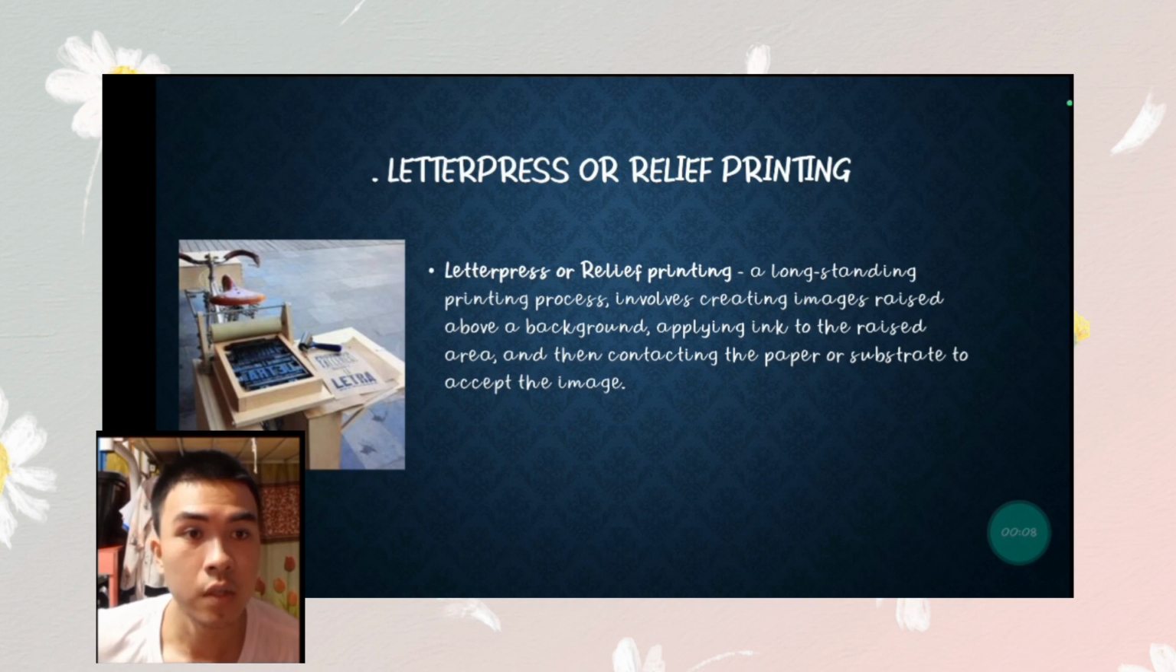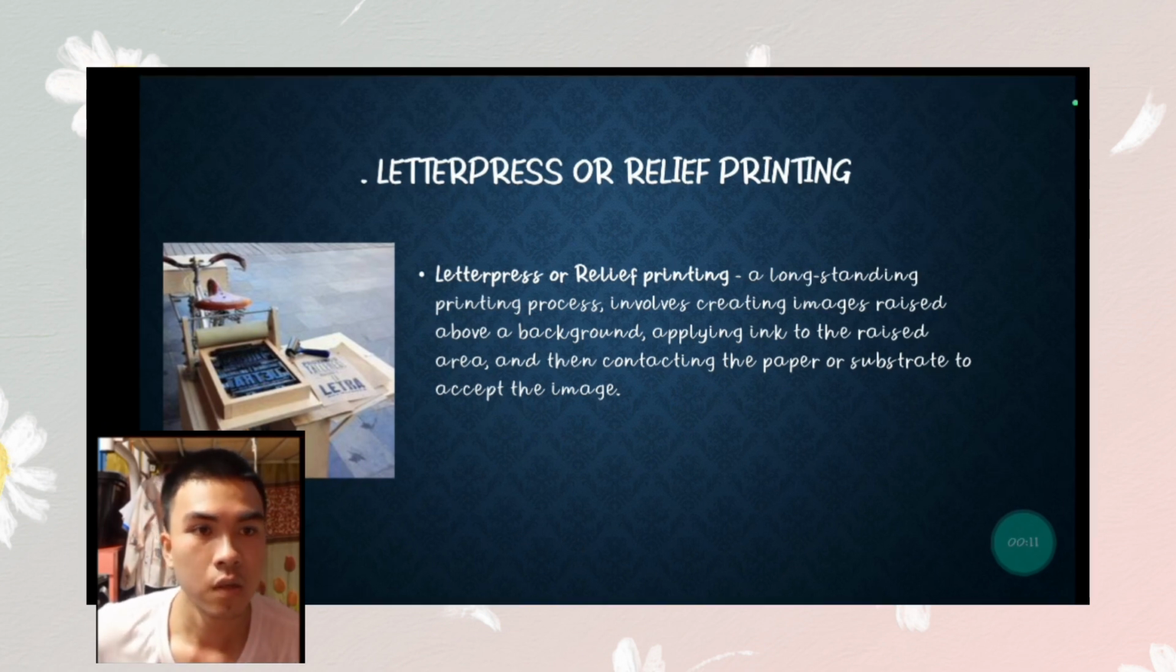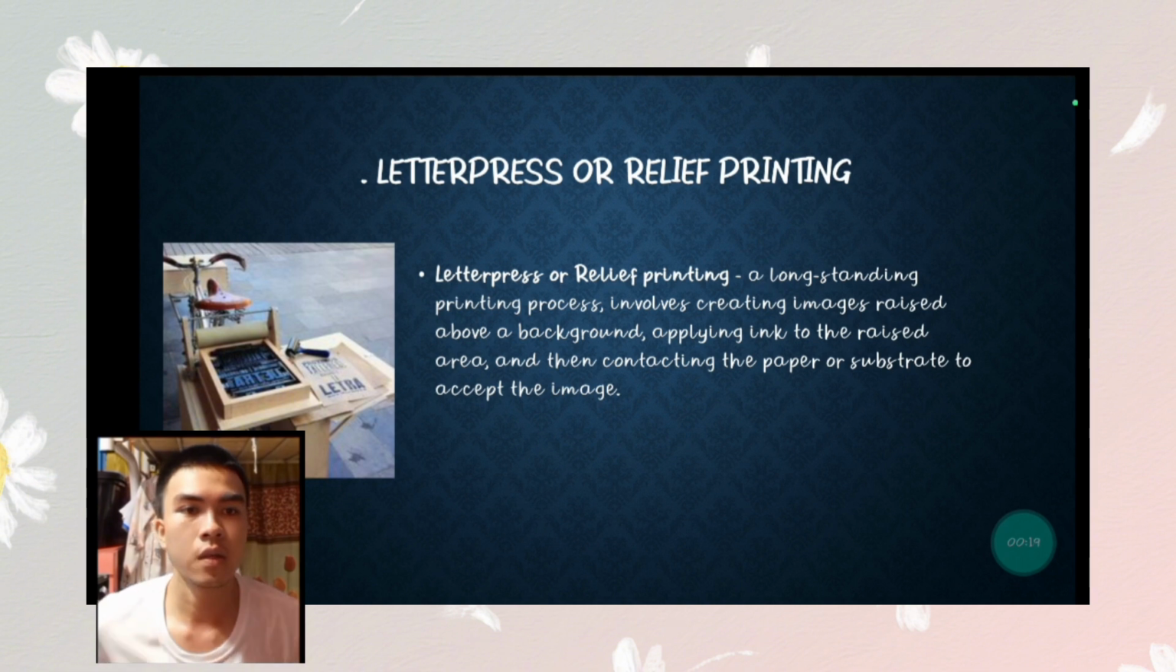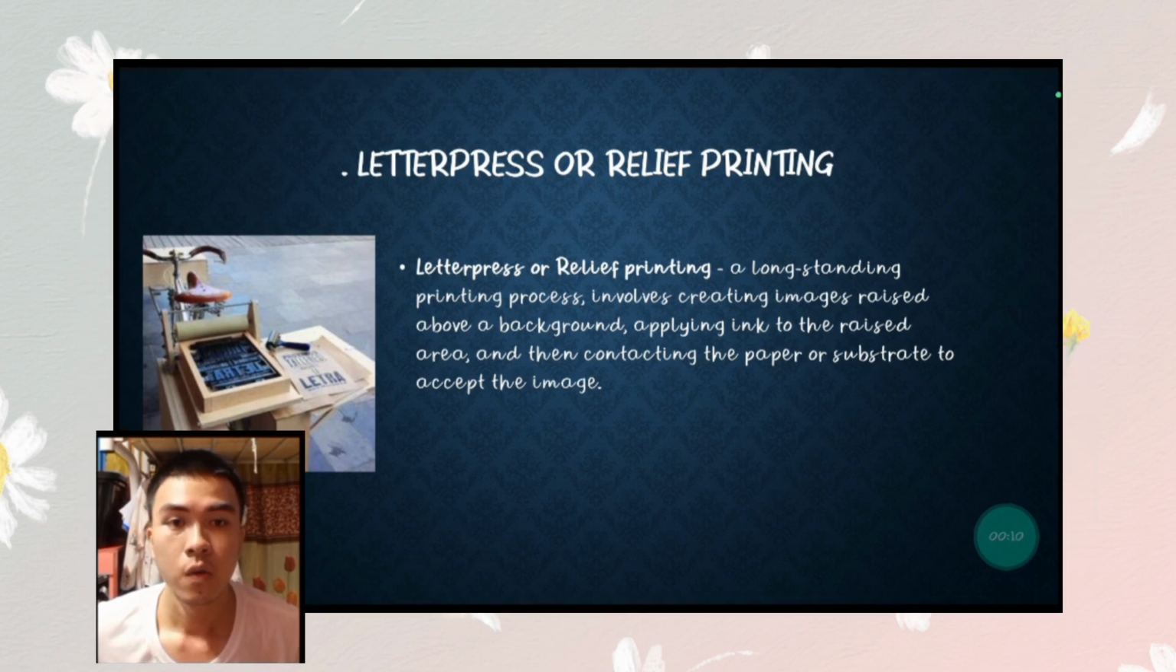So, the first is letterpress or relief printing. A long-standing printing process involving creating images raised above a background, applying ink to the raised area, and then contacting the paper or substrate to accept the image. Examples of materials or items produced with this are wedding invitation cards, posters, or business cards.